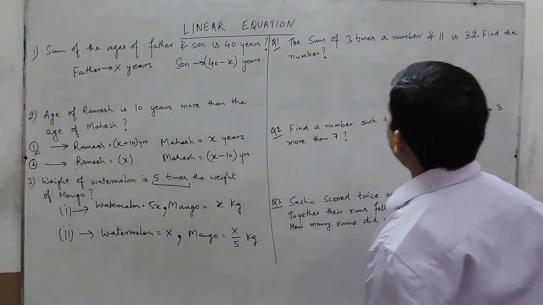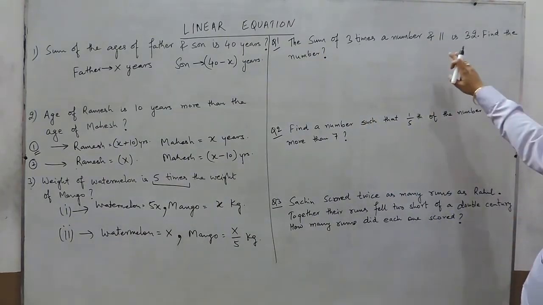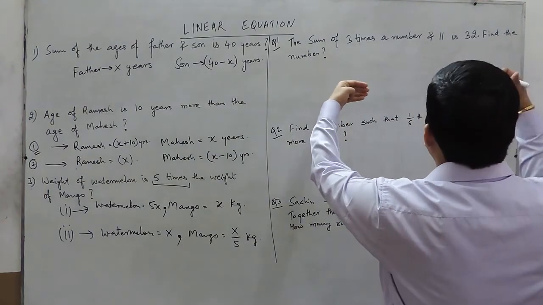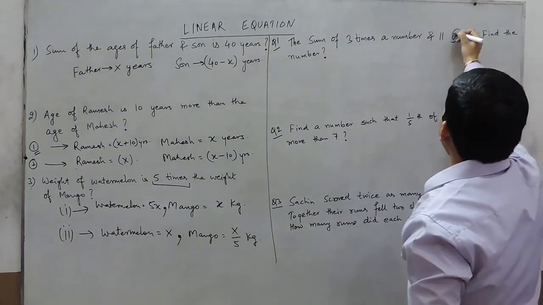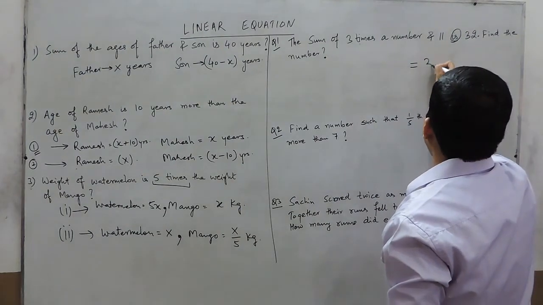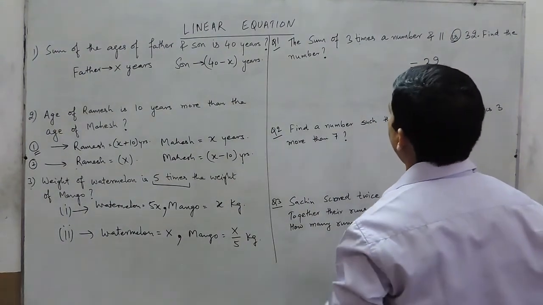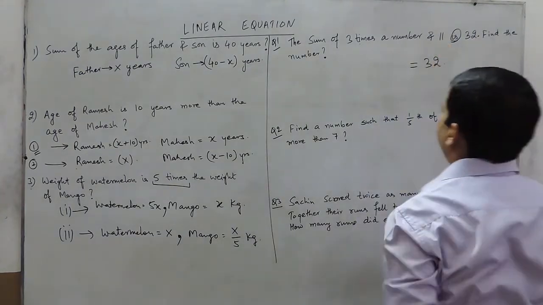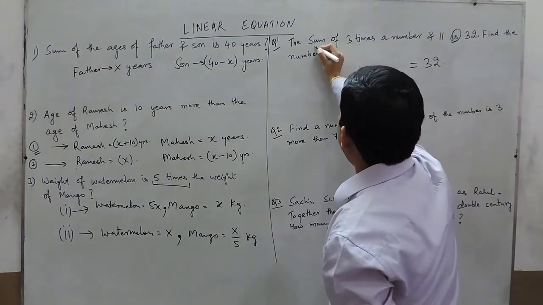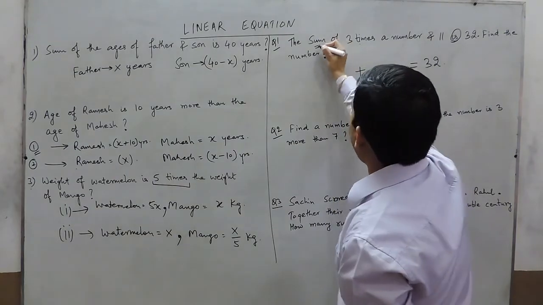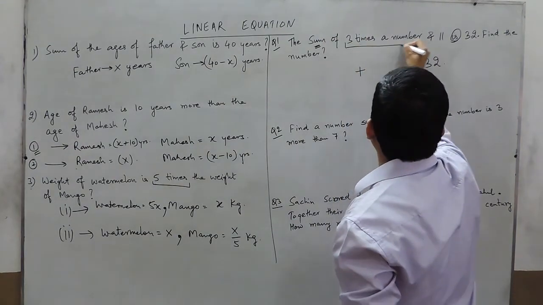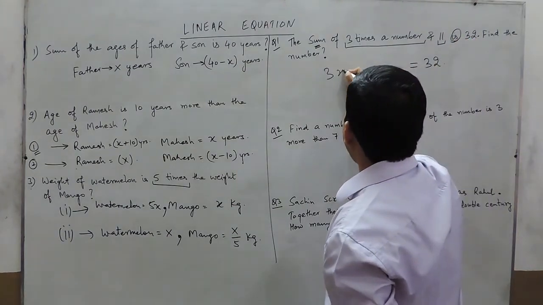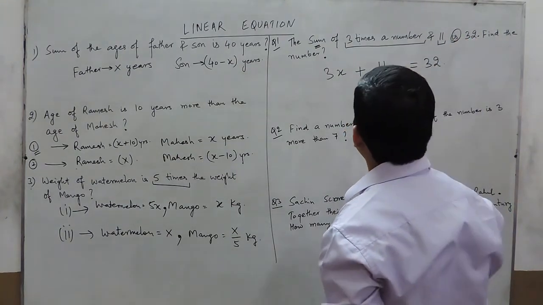The first question is: the sum of 3 times a number and 11 is 32. It means we are talking about the left hand side and the right hand side. This actually means equals to, so this is equal to 32. Here there is a sum of 3 times a number and 11. Sum means the positive sign, and the positive sign is in between 3 times a number and 11. So it is 3x plus 11.